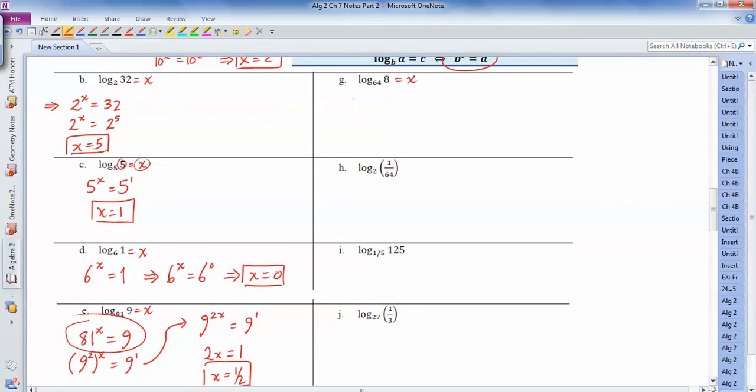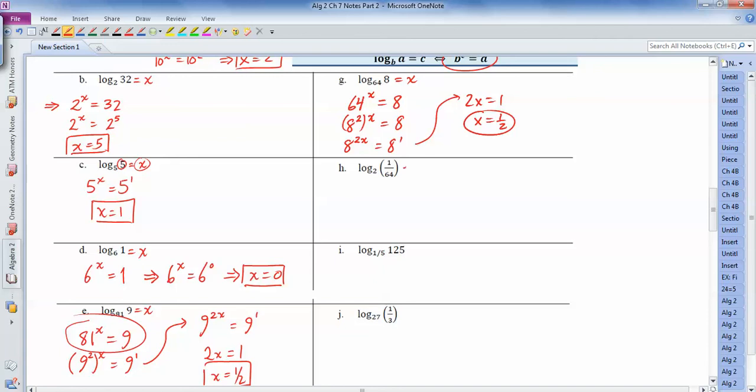Okay, we'll keep going here. We'll call this one x. So 64 to the x equals 8. Well, 64 is the same as 8 squared. So it's 8 squared to the x equals 8. And then this becomes 8 to the 2 times x equals 8 to the first. So then 2x equals 1, and x equals a half.